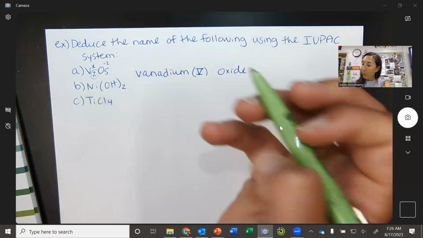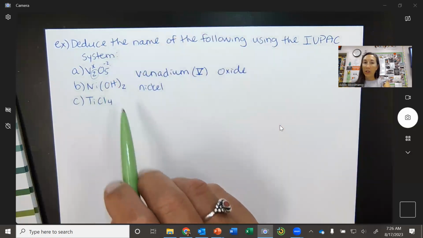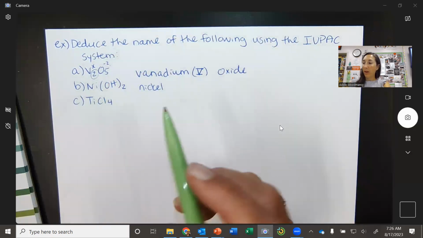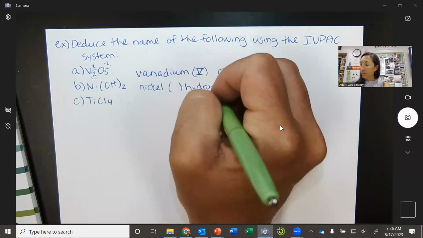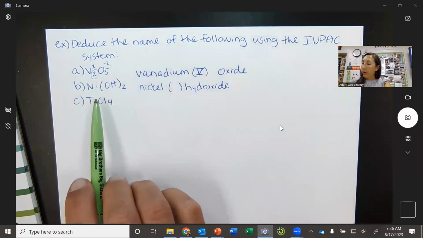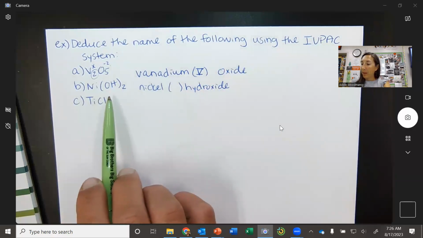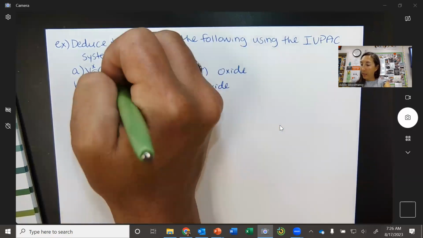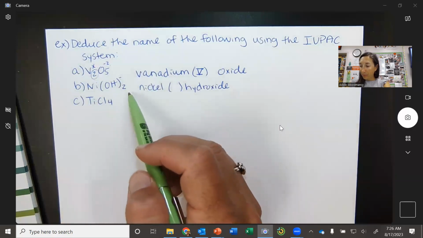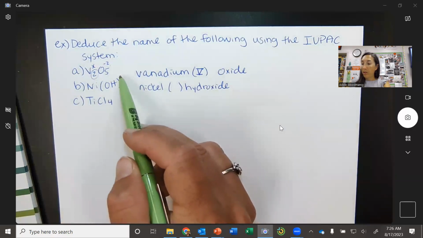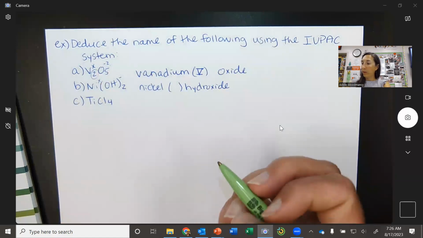Now for this one, we have Ni, which is nickel, and OH is a polyatomic ion. You should know this one, that's hydroxide. So now we need to figure out the oxidation number of nickel so that we can put our Roman numeral in there. Hydroxide has an oxidation number of -1. There's 2 of them, so that's a total of -2. There's only 1 nickel, so to cancel the -2, nickel needs to be +2.